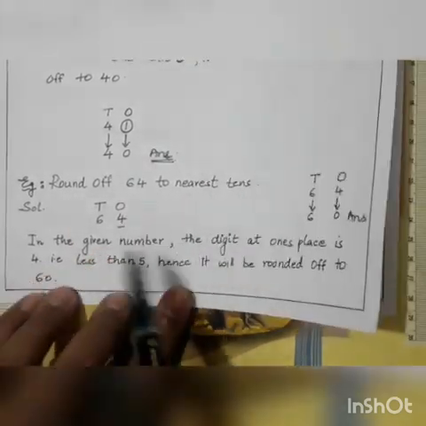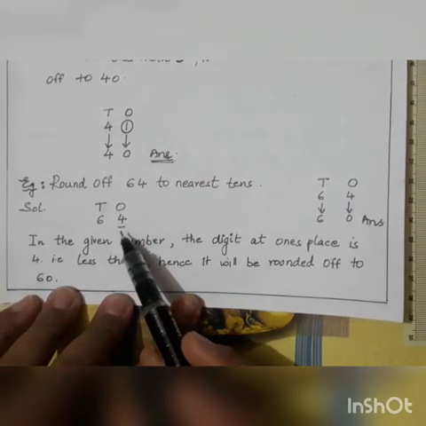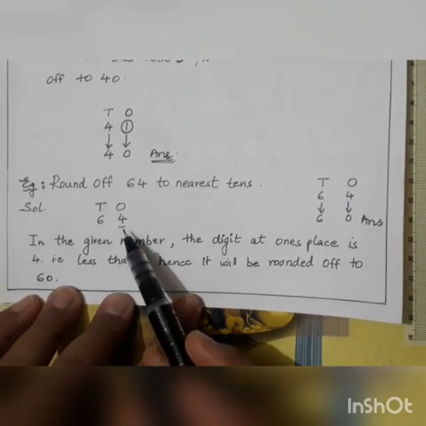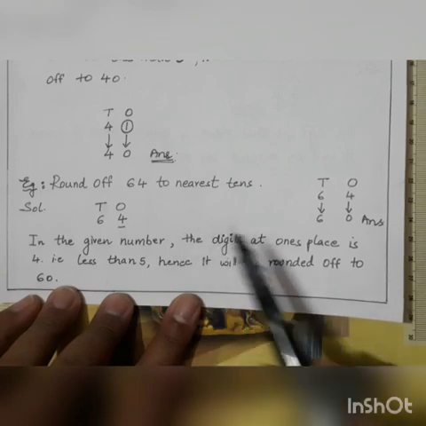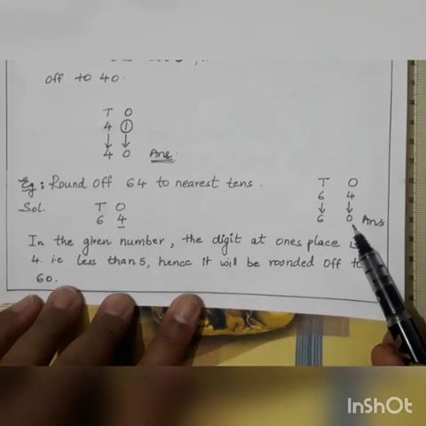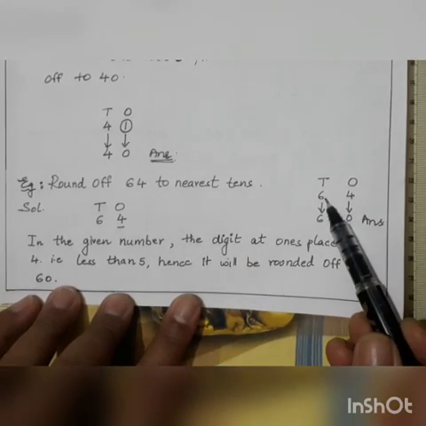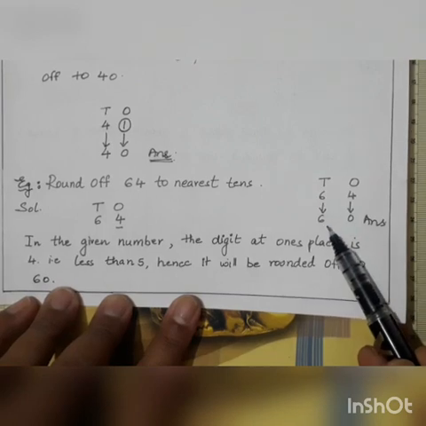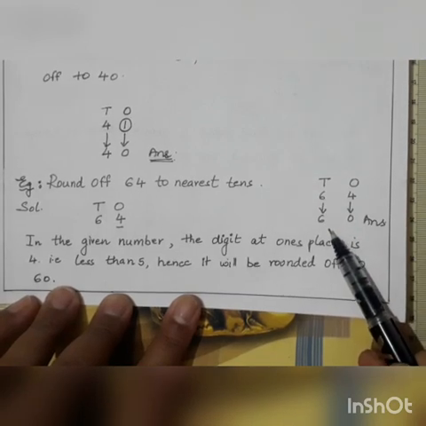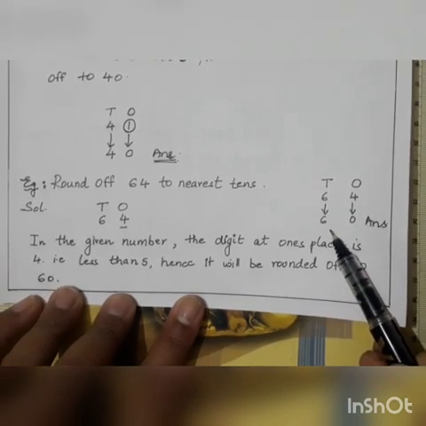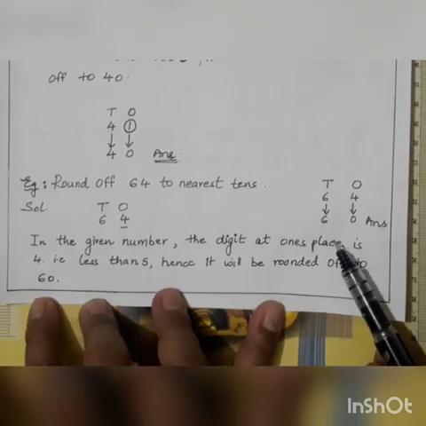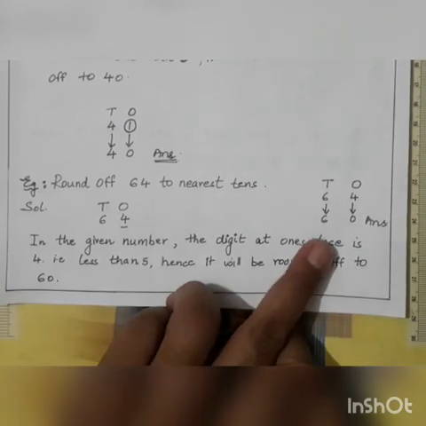Here again you can see that the digit at the ones place is 4. That is, it is less than 5. So 4 will become 0 and 6 will remain as it is and will be brought down, and so the number 64 rounded off to nearest tens is 60.